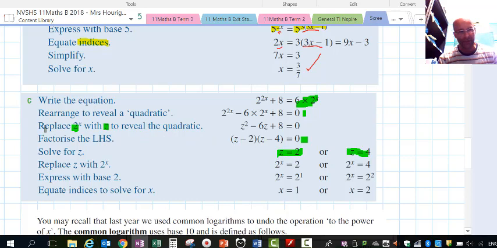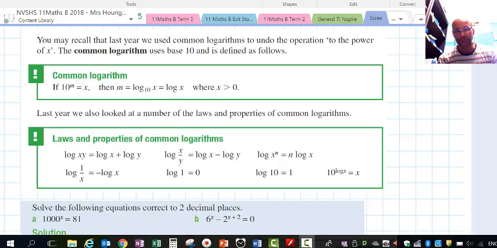And remember, we didn't have a z originally, we had 2 to the power x, so we need to substitute back out, and it's important to find solutions for x. That's what we're supposed to do in the question.